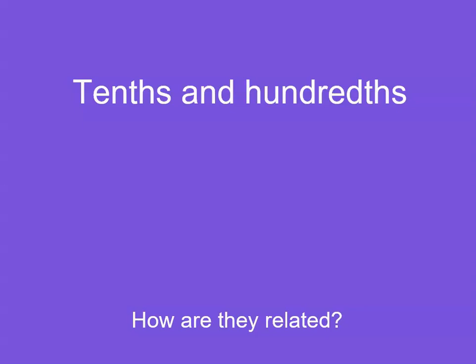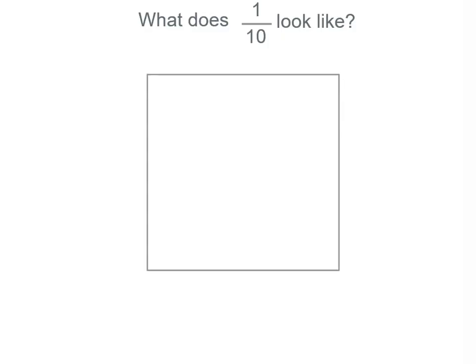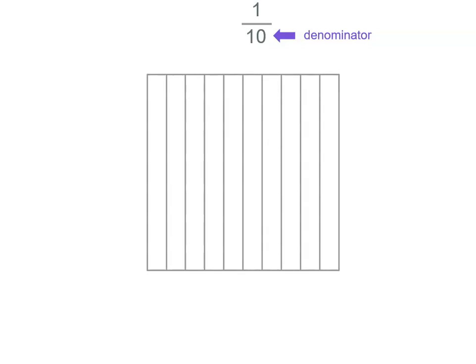Let's see how tenths and hundredths are related. What does 1/10 look like? Well, we can take a shape, and I've got a square, and divide it into equal parts. The denominator, the number at the bottom of our fraction, tells us how many equal parts. So I'm going to break this into 10 equal parts.